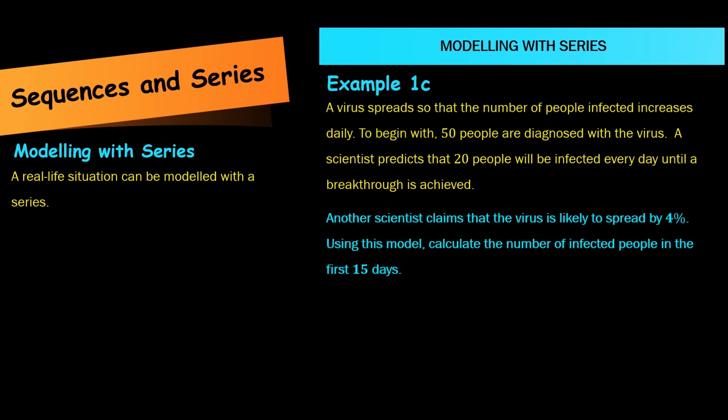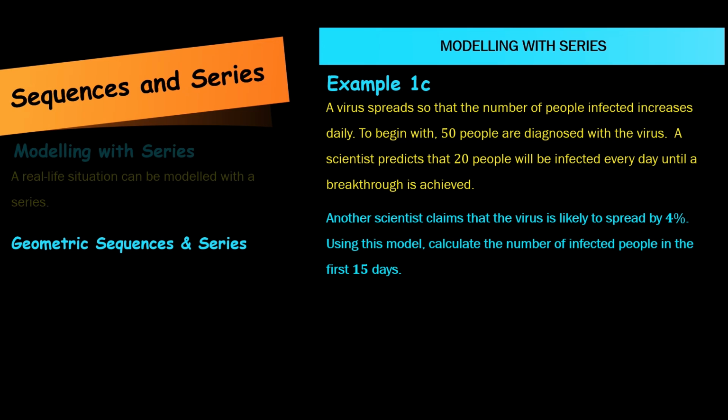Now let's take a look at part C. Another scientist claims that the virus is likely to spread by 4%. Using this model, calculate the number of infected people in the first 15 days. You may have spotted that a geometric sequence will be at play here. Let's remind ourselves of what a geometric sequence and series is.